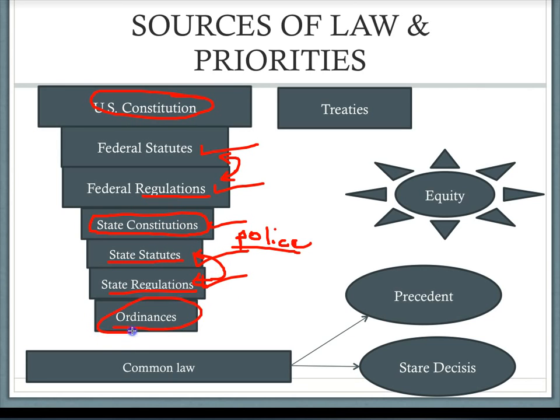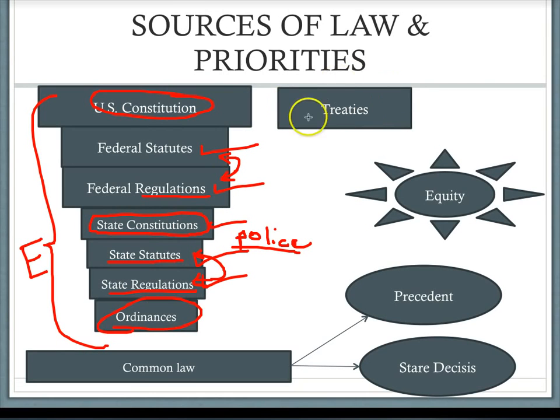And then we also have local ordinances. So cities and counties pass their own regulations, or their own enacted laws that apply, and those can vary from county to county and city to city. All of these are what we call enacted laws. And I'm going to just put an E here for enacted laws. Enacted laws are laws that are passed by some governmental body.